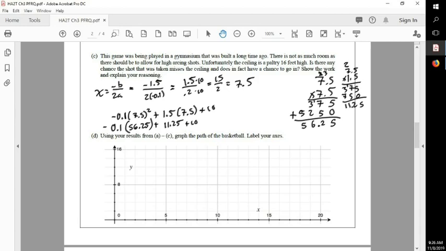All right. So we have negative 5.625, right? That's what we get when we multiply this by 0.1. And then we have our 11.25 plus 10. That's going to be 21.25, plus negative 5.625. What do we get? I've got to subtract that. All right, so we get 15.625 feet. Okay, that's huge right there.